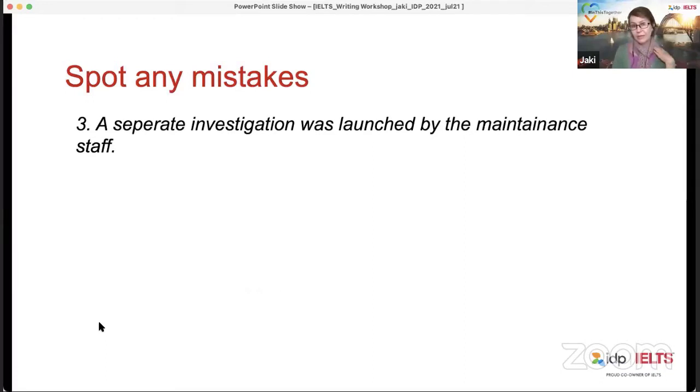Separate investigation was launched by the maintenance staff. Separate, yeah, this is a hard word to spell. Maintenance, that's right. Good, very good.